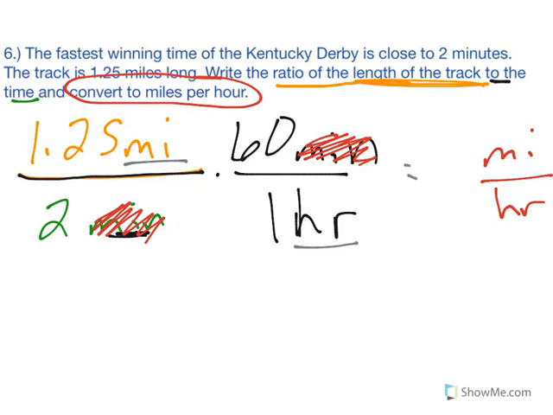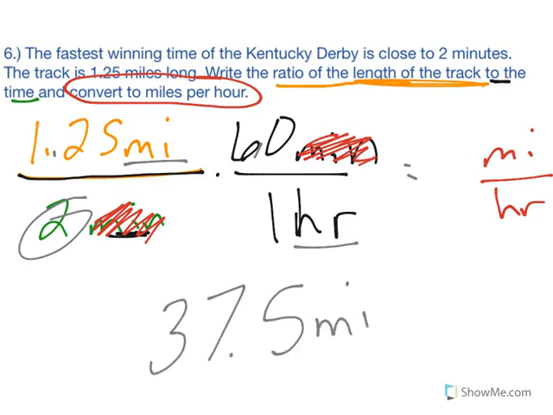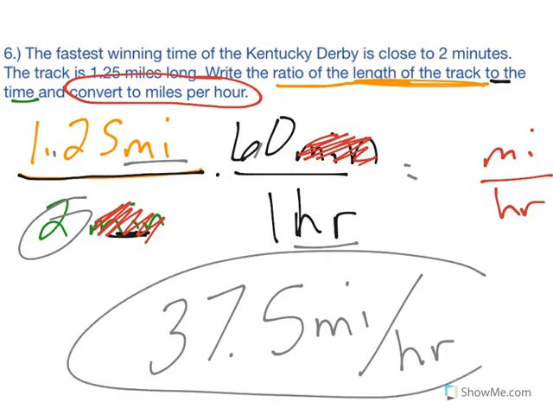So the two numbers in the top, 1.25 and 60, I multiply together. I have a 2 in the denominator, so I will divide. So 1.25 times 60 divided by 2 means this horse was traveling at 37.5 miles per hour.